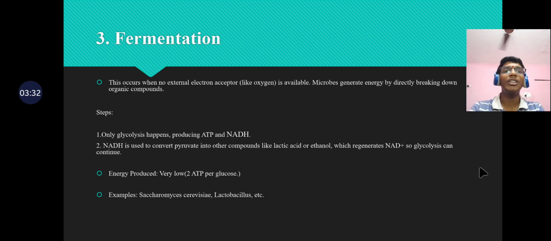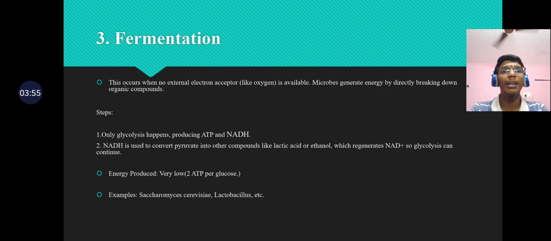The third type of respiration is fermentation. This occurs when no external electron acceptor like oxygen is available. Microbes generate energy by directly breaking down organic compounds. This is performed by some well-known microbes like Saccharomyces cerevisiae, Lactobacillus, etc.